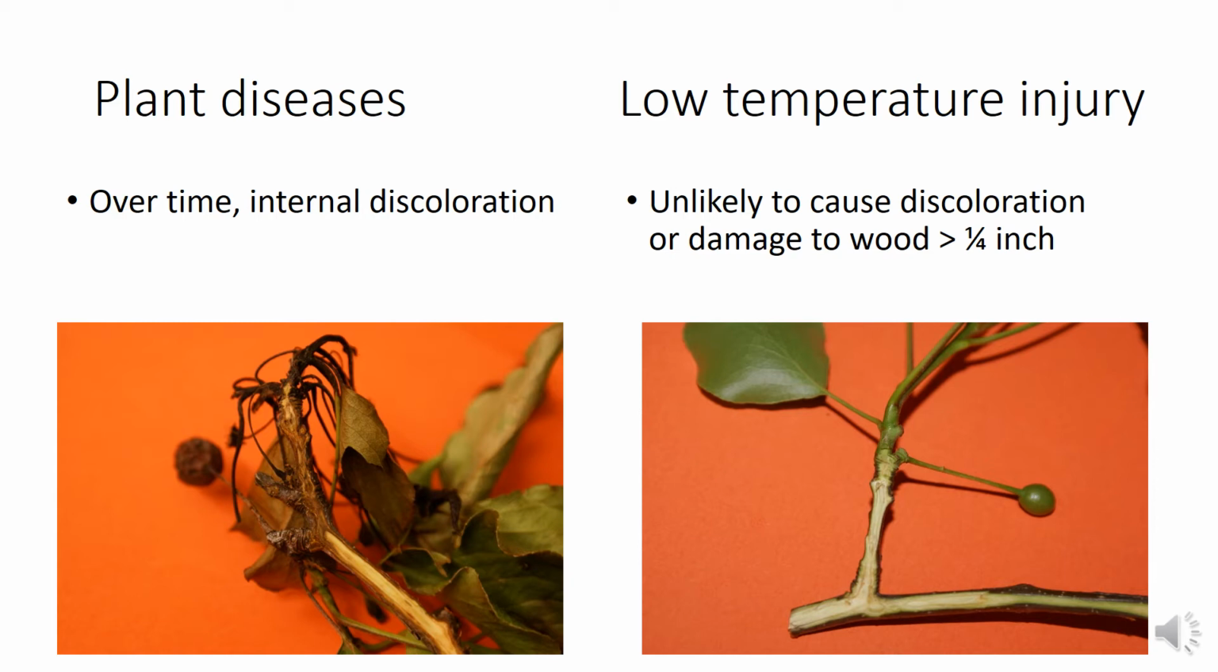So sometimes it can be helpful to actually cut into the wood. Generally, with plant pathogens, you will find that there are areas with internal discoloration. So this is fire blight disease that started in the blooms and is now working its way down into this twig and larger sections of wood. In contrast with low temperature injury, although we see a little bit of discoloration on this petiole, the damage does not extend into the wood greater than about 1/4 inch in diameter.